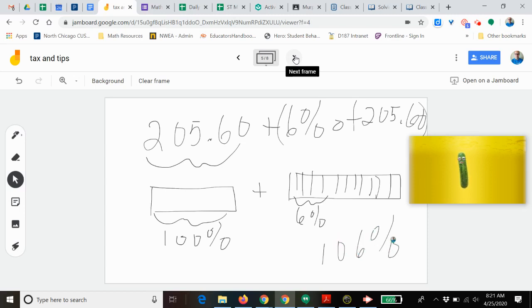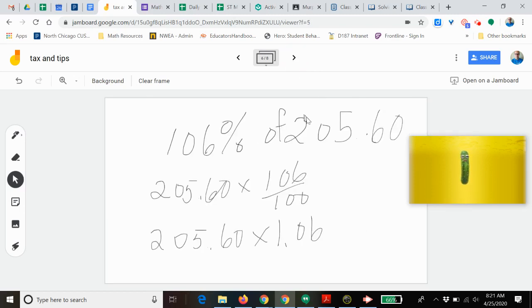So let's do that as a shortcut. Instead of doing 2 steps, I'm going to say, what is 106% of $205.60? So that's $205.60 times 106 over 100. If I divide those, I get 1.06 to put in my calculator.